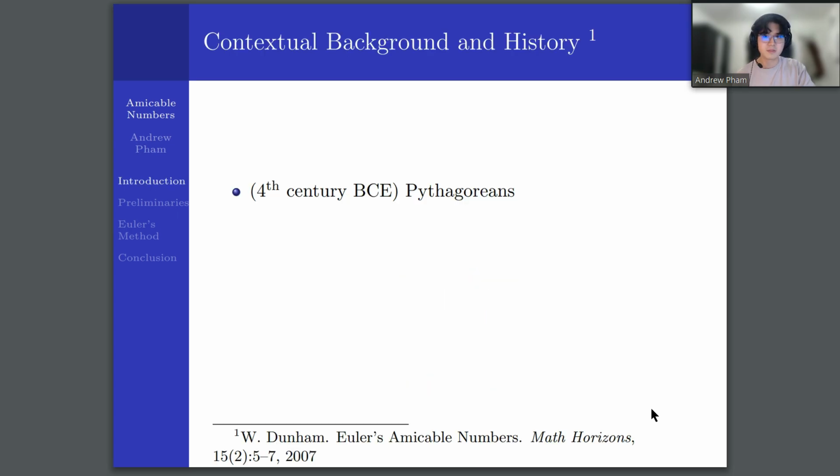So let's get started. Contextual background and history information will be retrieved from William Dunham's award-winning paper on Euler's amicable numbers, which goes into more depth on the topics discussed here today. If you have any questions, I suggest giving it a good read. It's really concise.